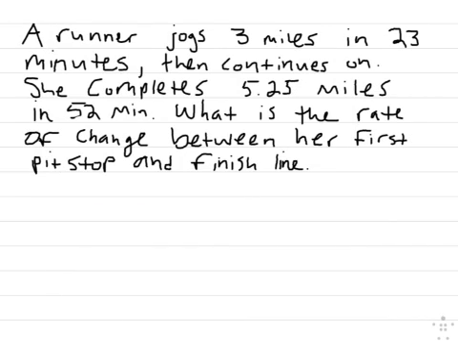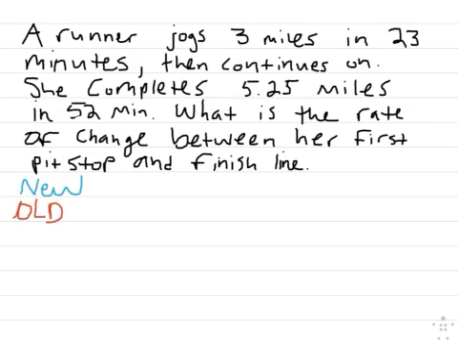Here we go. A runner jogs 3 miles in 23 minutes, then continues on. She completes 5.25 miles in 52 minutes. What is the rate of change between her first pit stop and the finish line? Okay, so this seems like a lot of information, but really we have a couple of things. We have new and old, right? So what would we say is the new information? This would be a good time for you to pause the video and think about this for yourself. What's the new and what's the old stuff here?